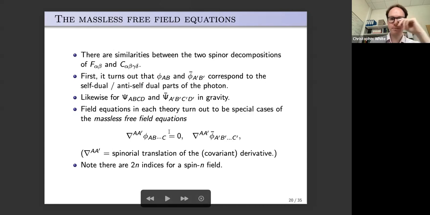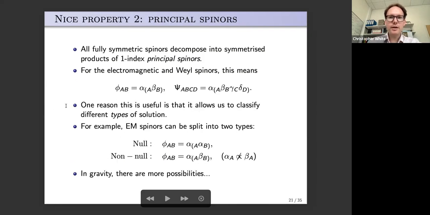Now, what do the field equations look like when you translate them into this language? If you've got vacuum fields, then you basically get what are called the massless free field equations. So if nabla here is the spinorial translation of the covariant derivative, you get these equations on these multi-index spinors. This works for any spin of field, and there are 2n indices for a spin n field.